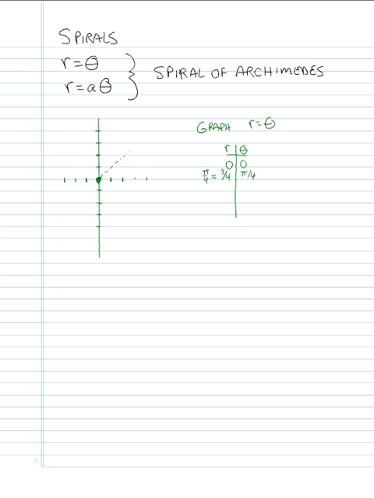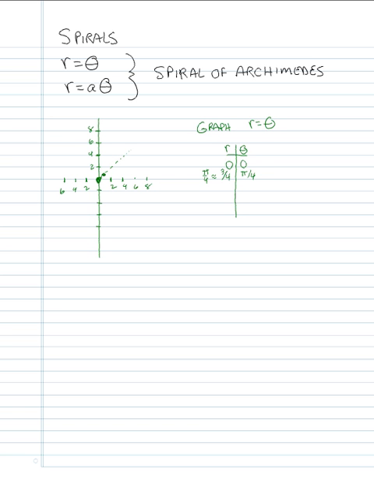So if we're talking about an angle of pi over 4, let's say this is 2 units, this is 4 units, this is 6 units, this is 8 units. You get the idea. So along the angle pi over 4, we go 3/4 of a unit, and so that means we're about right here.